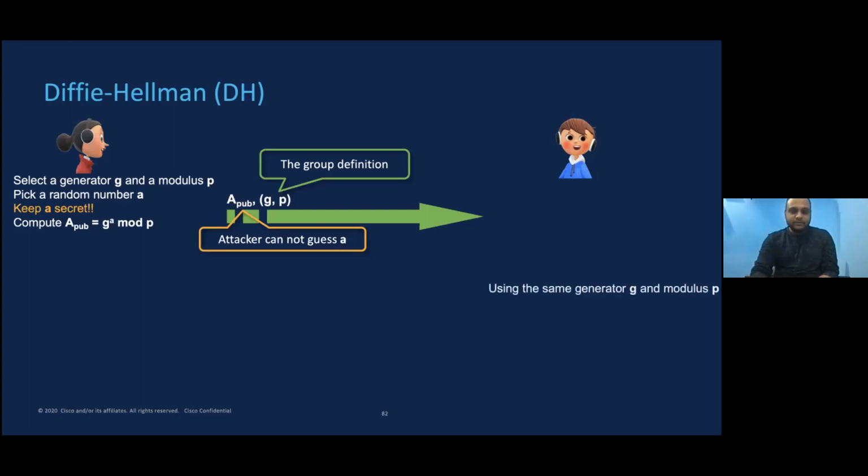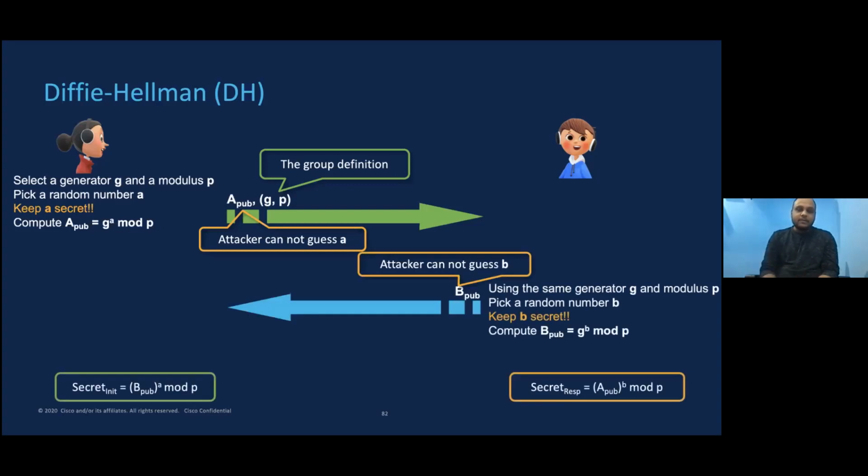Similarly, when Bob receives it, because they have agreed upon using the same generator and modulus, Bob chooses a random number B and creates a public value as BPUB. Now, APUB and BPUB are exchanged between them. The attacker can look into that and see which generator is being used, which modulus is being used, and what APUB and BPUB are. But since the attacker is unaware, because we reach the discrete log problem, he will not be able to compute A and B.